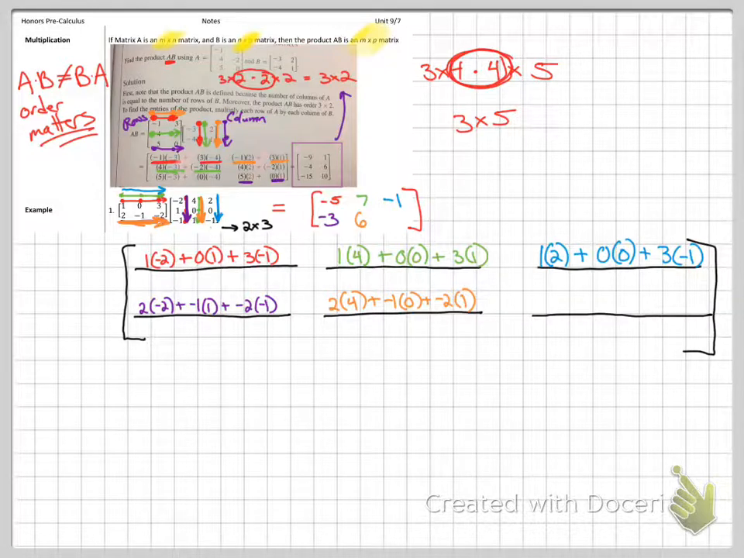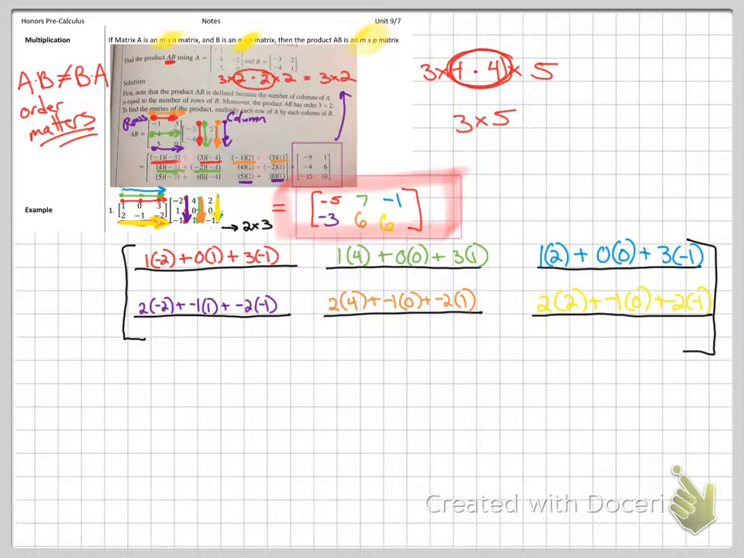Last one, still the bottom row. Now I'm going down the last column. See if you get what I get. Okay, 2 times 2, plus -1 times 0, plus -2 times -1. My final matrix, I put a box around it at the top. -5, 7, -1, -3, 6, 6.